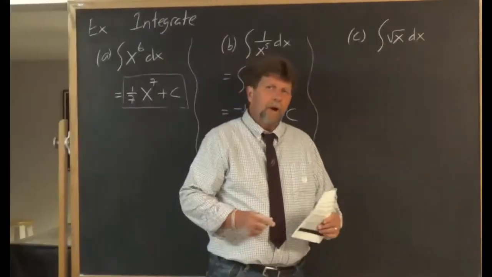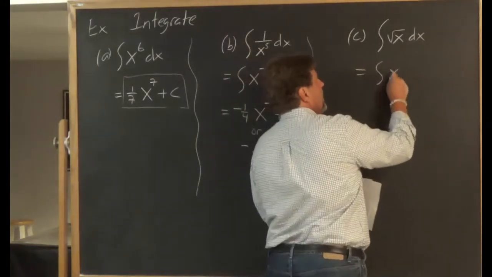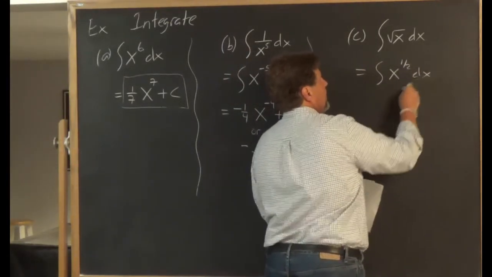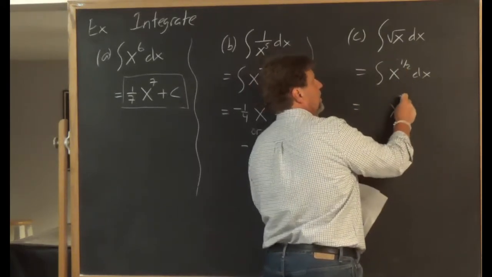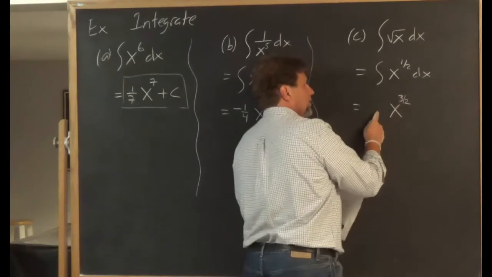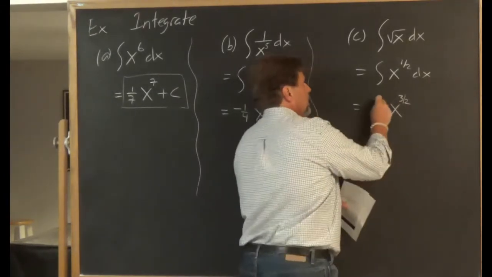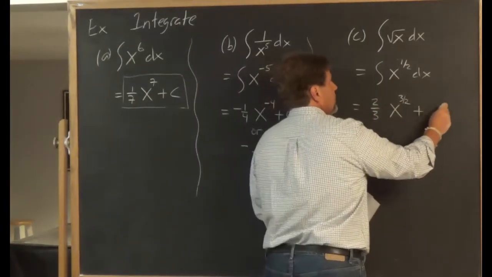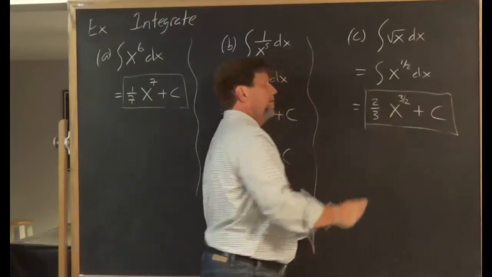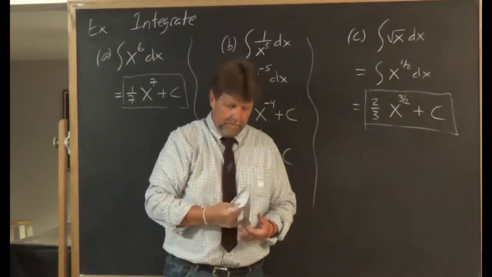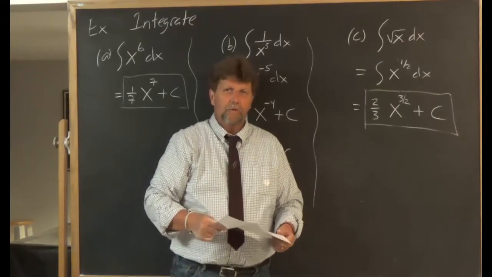All right, part C. I would start off by rewriting the integrand as x to the 1/2. Then I use the power rule. I add 1 to the exponent, which gives me 3/2. The multiplier out front is the reciprocal of the new exponent, so it's 2/3. Don't forget to tack on the plus c. And hopefully that's what you got. So let's head back to the slides and see what the next new rule is.